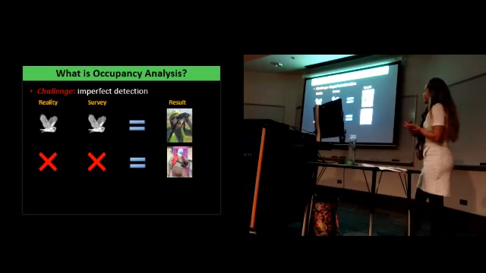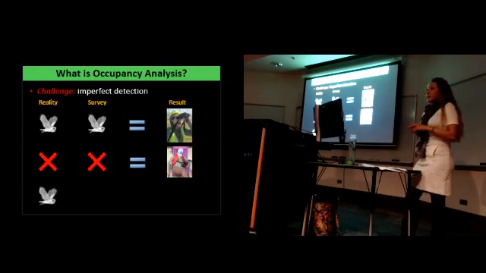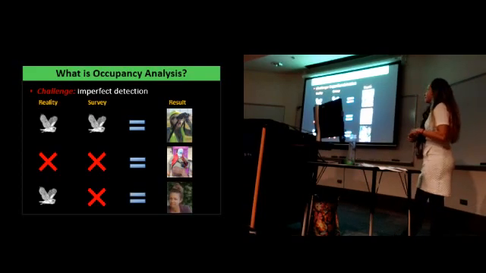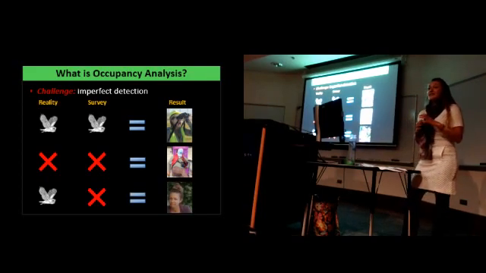The third scenario, however, is where problems arise. Say there's a barn owl present. I failed to detect it during my survey, and this is the critical issue that occupancy analysis is designed to overcome, something that's called imperfect detection.